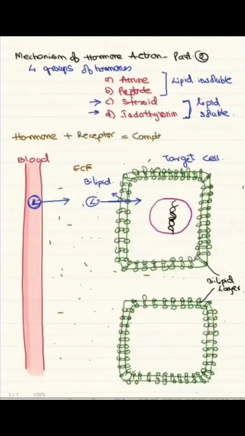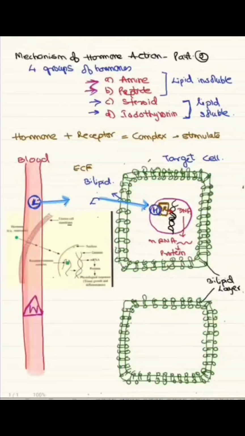cell. Every hormone requires a receptor to form a hormone receptor complex, which generally stimulates the responses. For the lipid soluble hormone, the receptor is inside the cell or inside the nucleus. This complex can trigger the DNA, formation of mRNA, and production of the desired protein. So, the lipid soluble hormone directly enters into the cell through the bilipid membrane and can trigger the action.